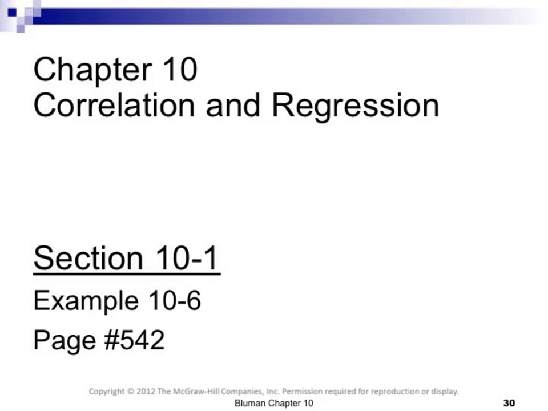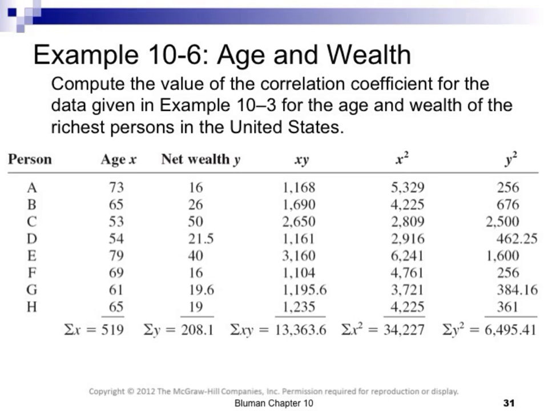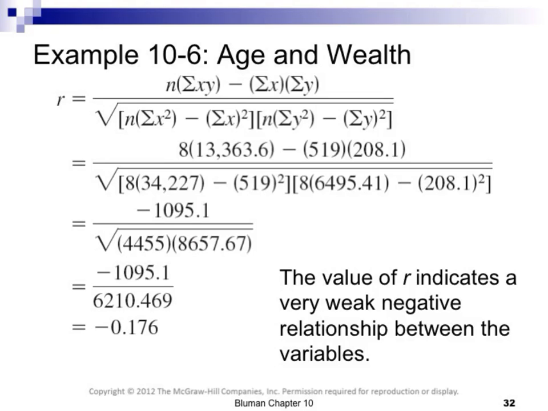And our last example, where we had the net wealth and age, you make your table and you get all these totals like we've talked about. Put them in your formula, and this has a very weak R. And again, we noticed that that was not a strong linear relationship when we graphed that. But it's a very weak negative relationship between the variables, negative 0.176.